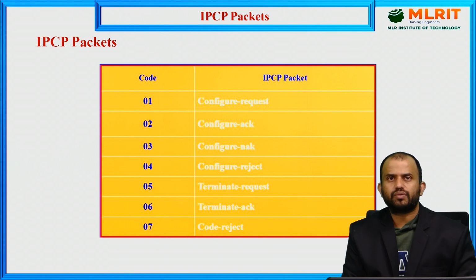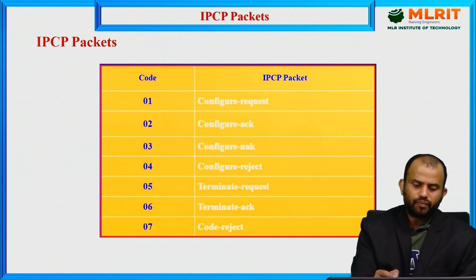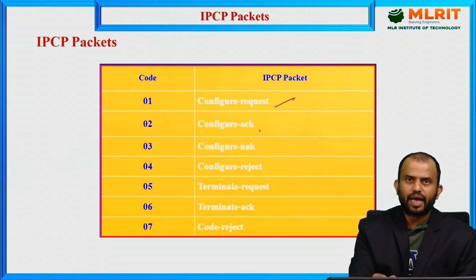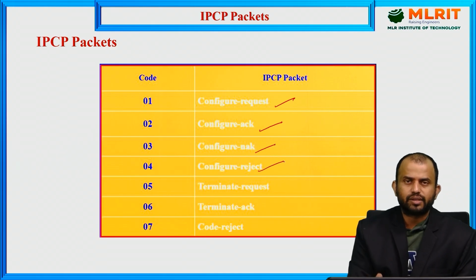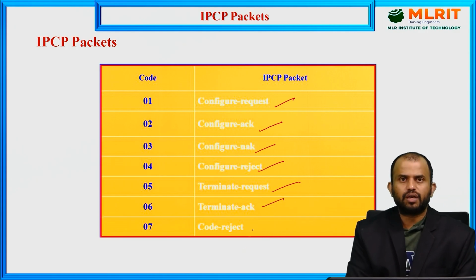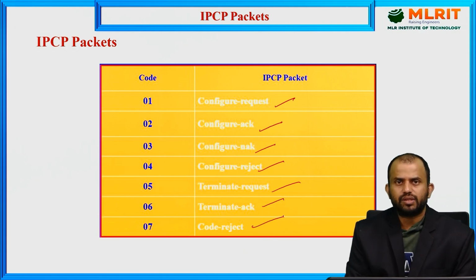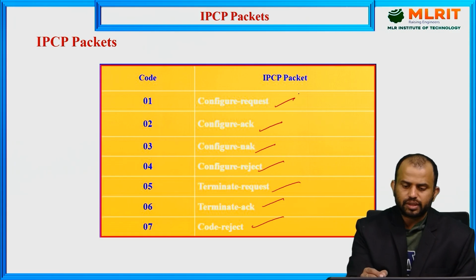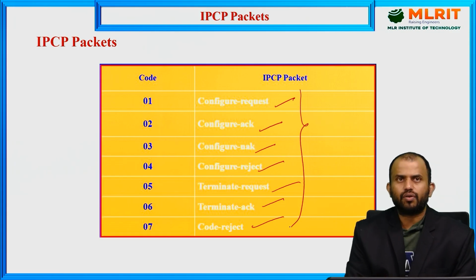How it works: here also in the same way, we have configure request, configure acknowledgement and negative acknowledgement, where options are accepted, rejected or considered. Once rejected, it should be terminated. After successfully receiving, terminate acknowledgement, or when the entire information is done, we reject the code. So this is a simple kind of network control protocol.